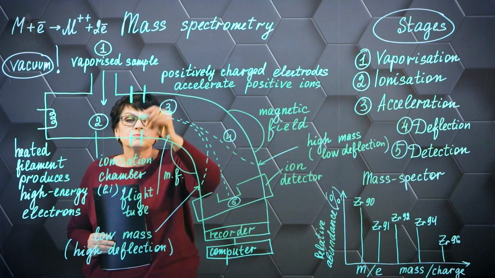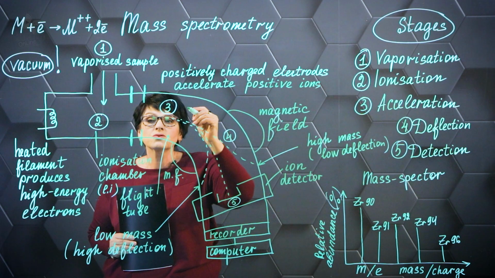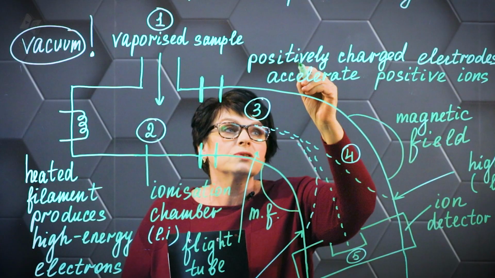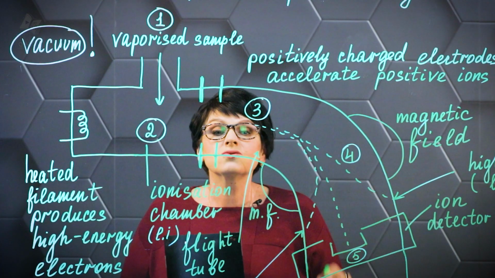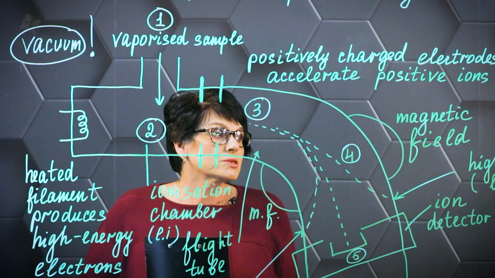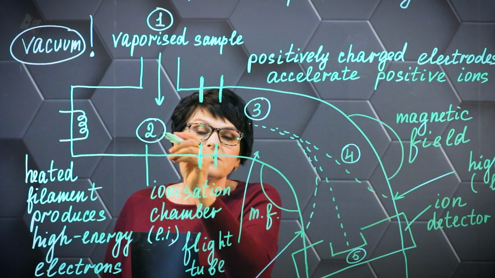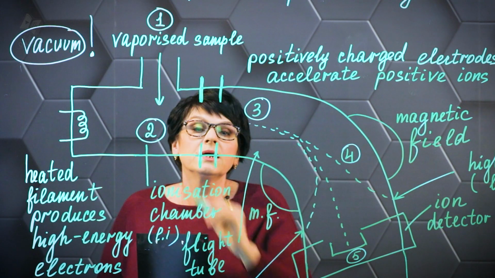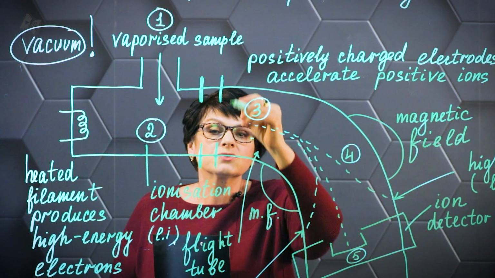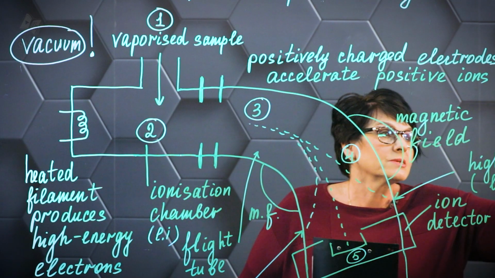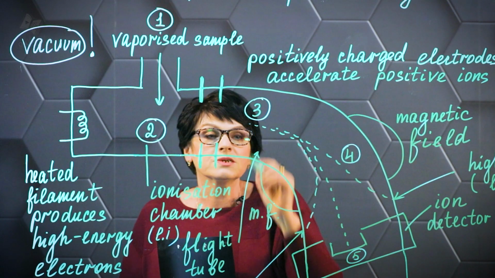Then there are special electrodes, positively charged, which accelerate these particles that are produced by the electrons. That is, acceleration takes place here. This is the process that is labeled with the number 3.